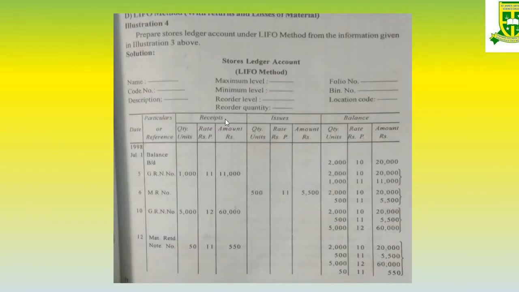So how much are we getting? On the GR number, we are getting stock of 1000 units at 11 each. 1000 into 11 is 11,000. So now add it again, repeat the old transaction: 2000 at 10, 20,000, then 1000 at 11, 11,000.